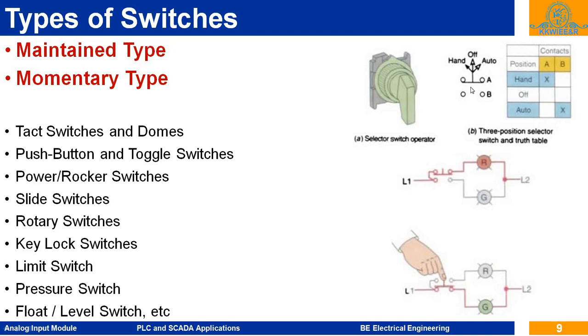When it is at the center position, A and B are open, and when we put this switch on the hand side, this B contact is closed. So this is a selector switch, it is available in maintained and momentary type. Then push buttons are available in the momentary type.